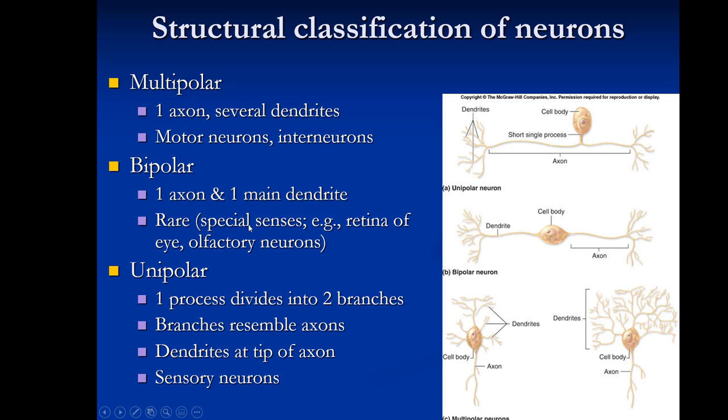And then lastly, we have bipolar. Bipolar are really rare, but they're also sensory. They're used in special senses, specifically vision and smell. So they look like this. They have a cell body on one side, and a dendrite on the other side, an axon. And like I said, they're really rare. They're found in the retina of the eye for vision. Also found in olfactory neurons, which are used in smell.